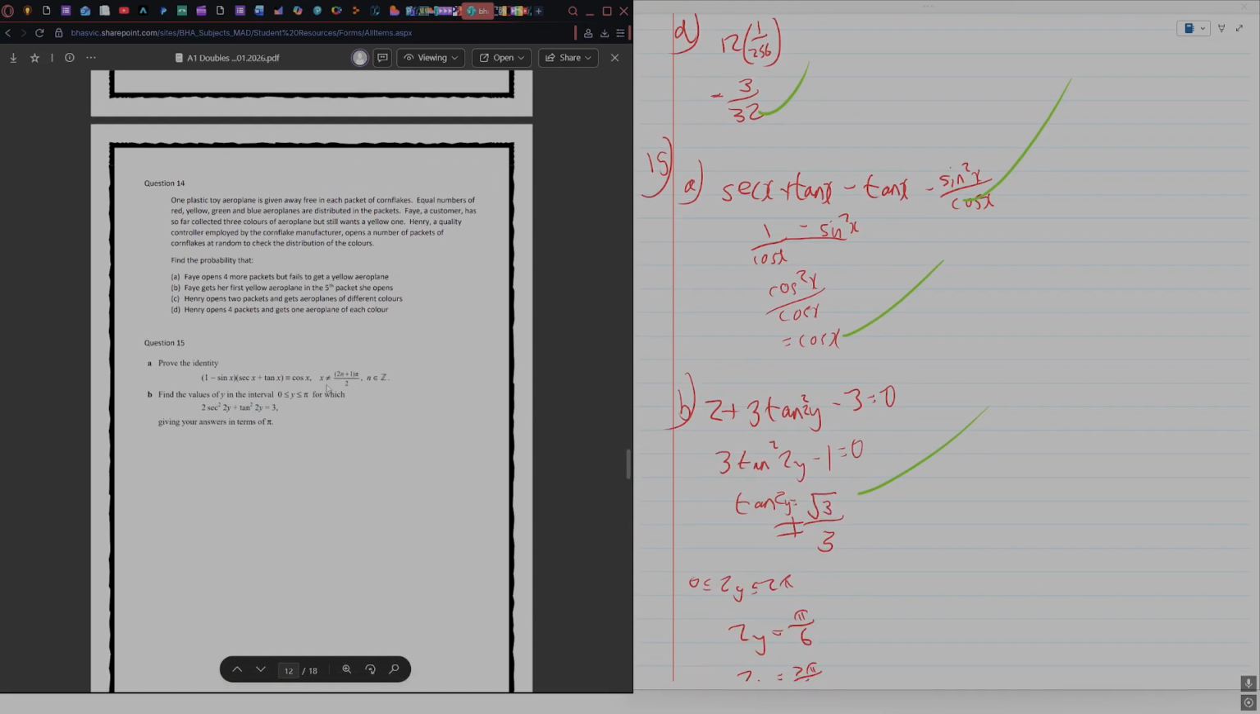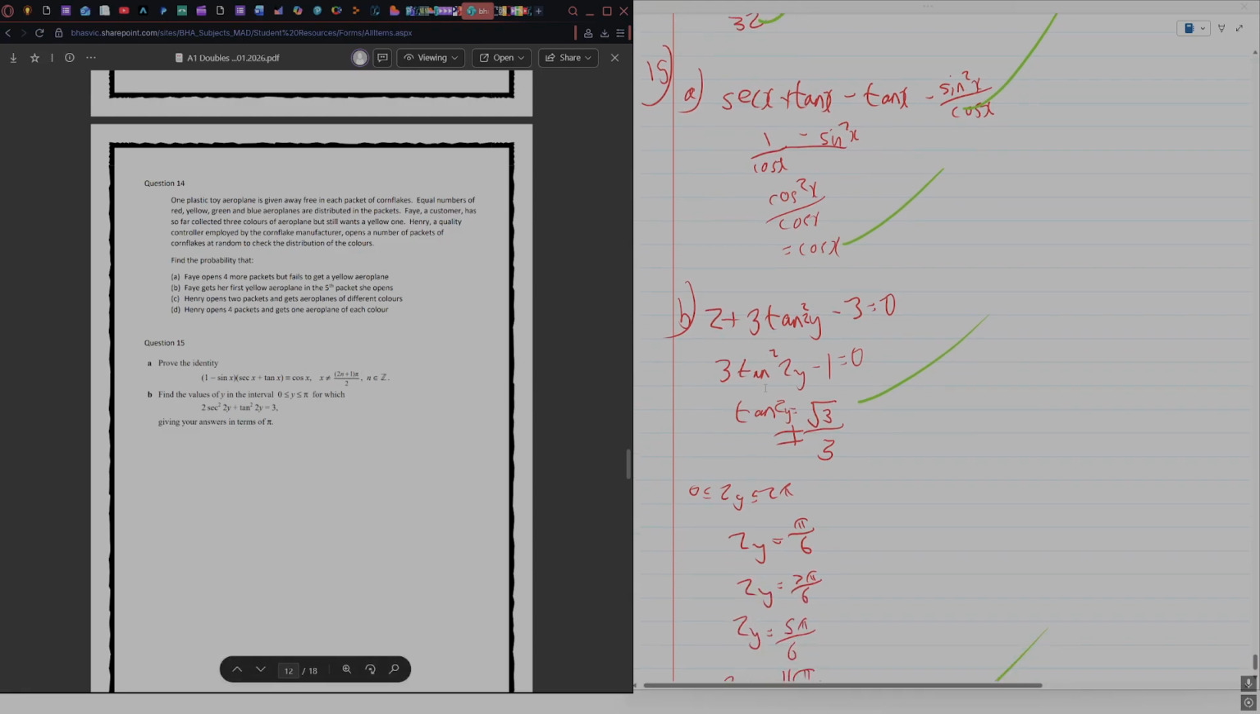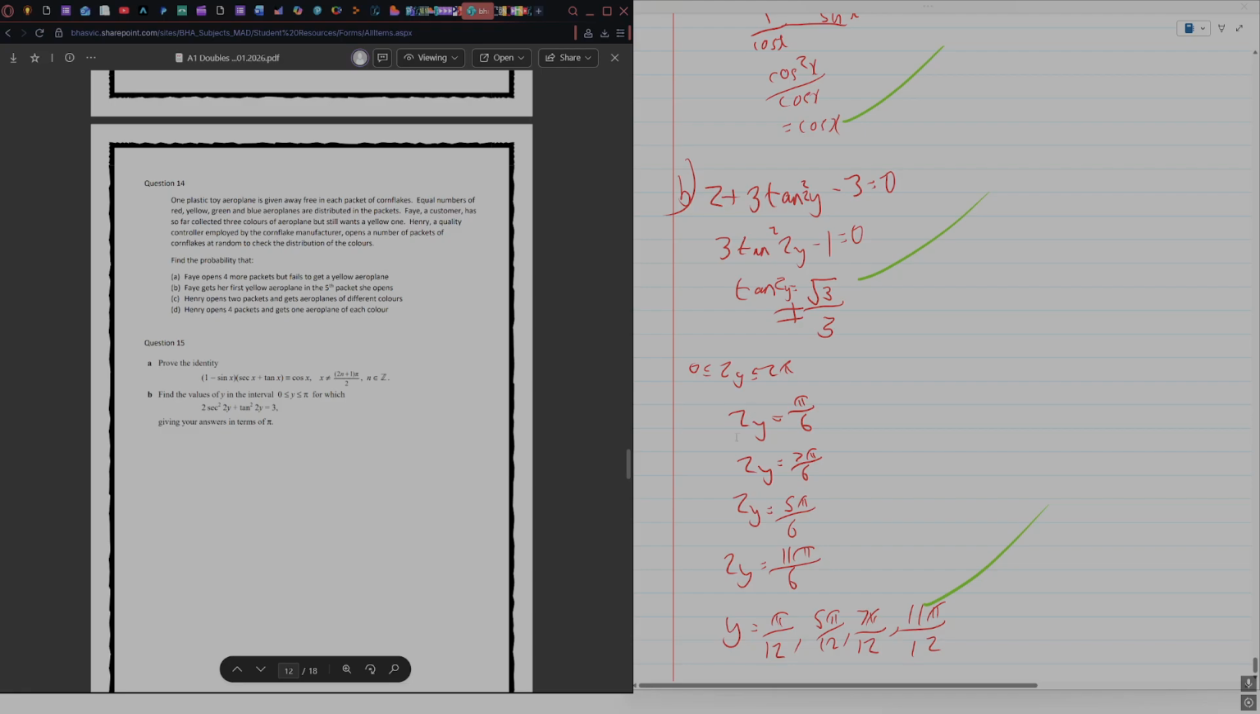So you don't have to worry. Basically, what I'm trying to say is you don't have to worry about these domains when they give domains in trig questions, unless it's like x is greater than 1 or something like that and it actually affects the question. Then don't worry about it. Next question.